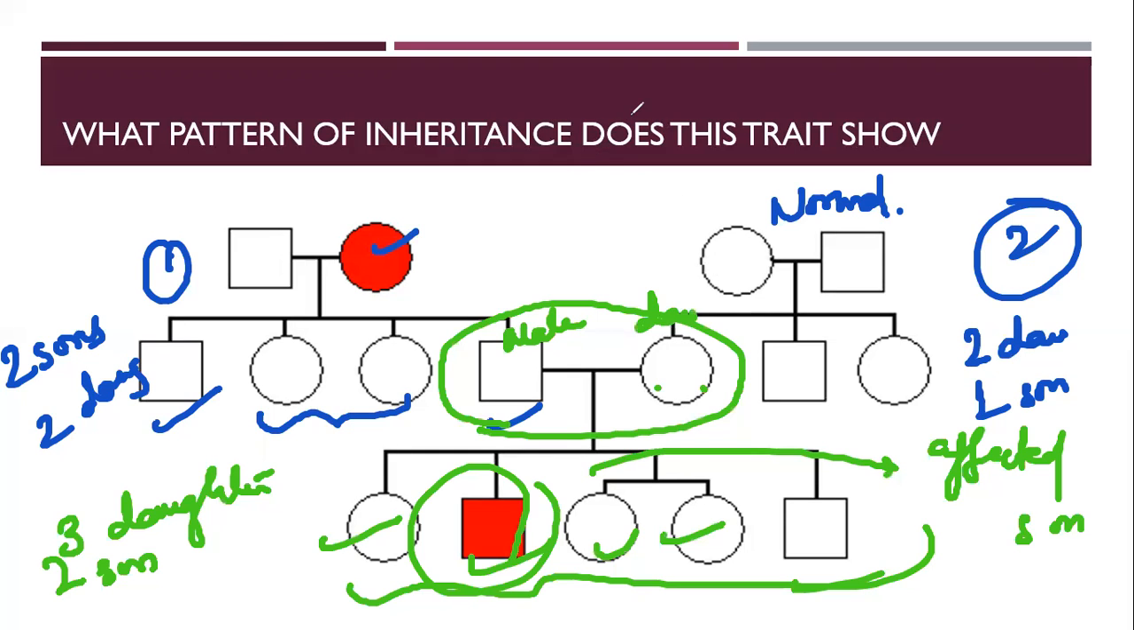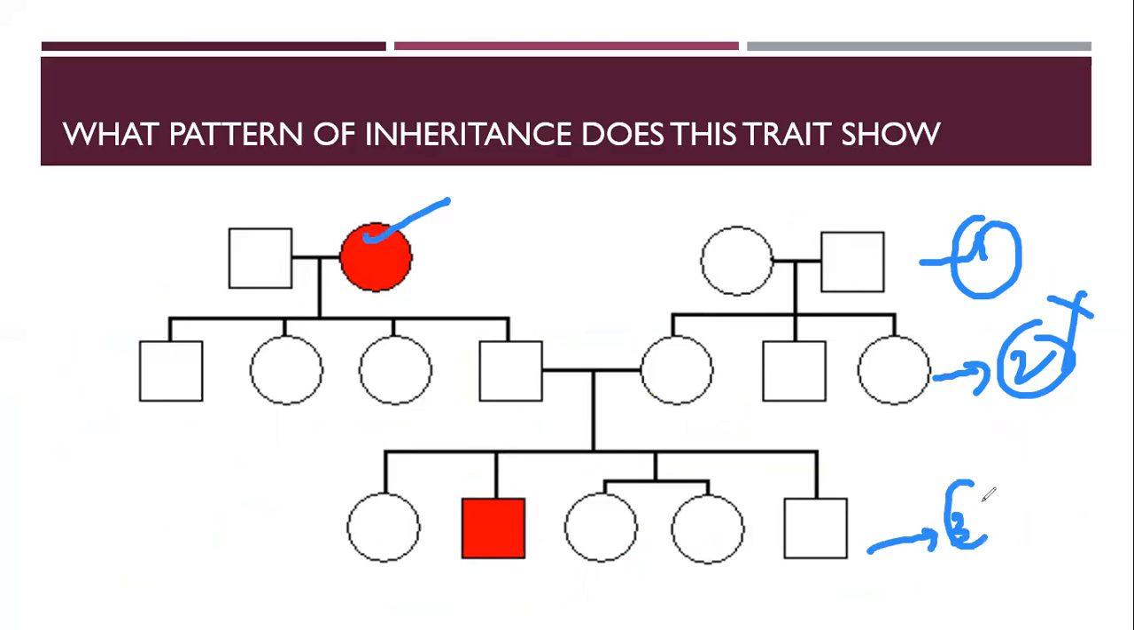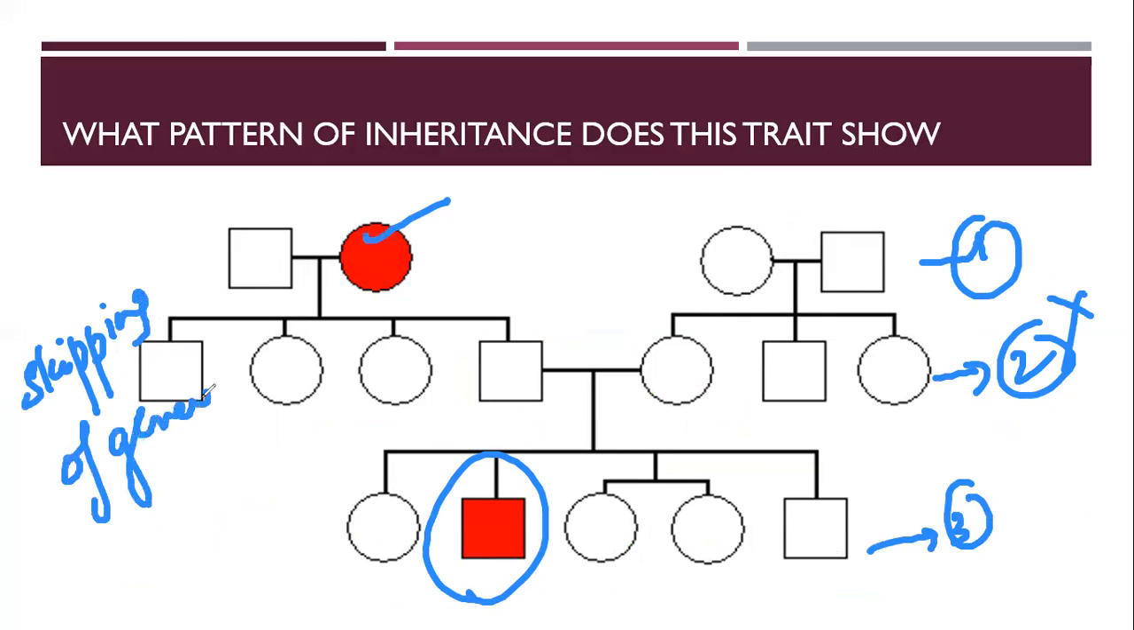One more important thing to understand is that in this generation the disease or disorder has been seen, whereas in the second generation nothing is seen. Then again in the third, it is seen. So it means what? The skipping of a generation has happened. So here skipping of generation is there. We also saw that initially it was in the female and now it is in the male.